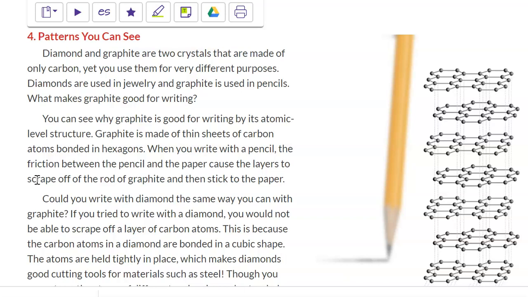Could you write with diamond the same way that you can with graphite? If you tried to write with a diamond, you would not be able to scrape off a layer of carbon atoms. This is because the carbon atoms in a diamond are bonded in a cubic shape. The atoms are held tightly in place, which makes diamonds good cutting tools for materials such as steel.